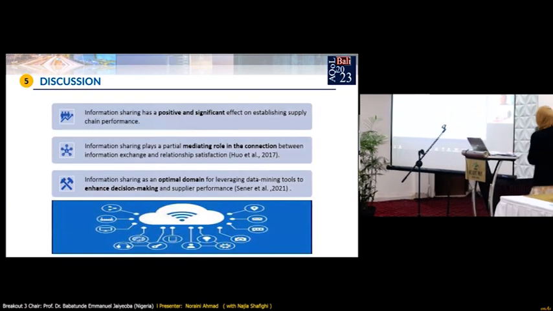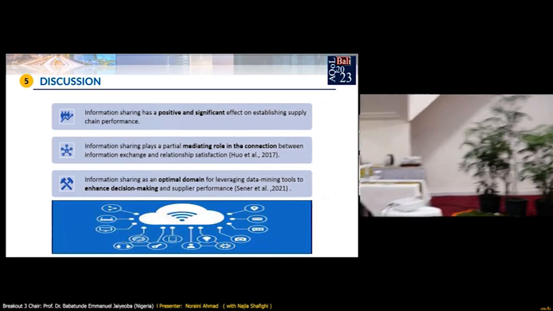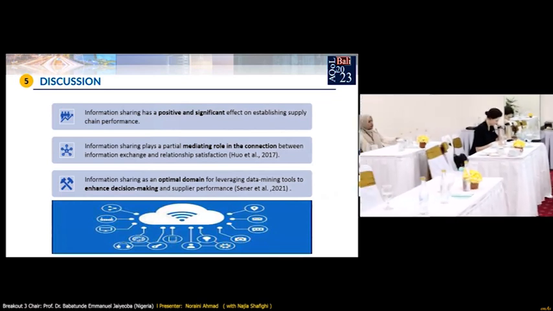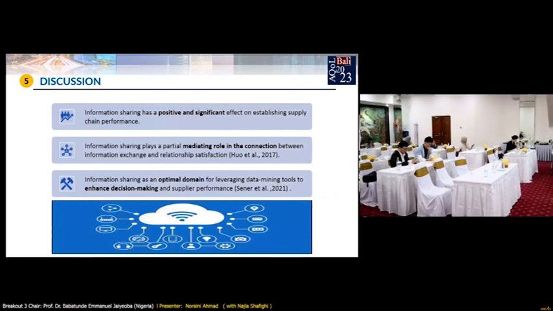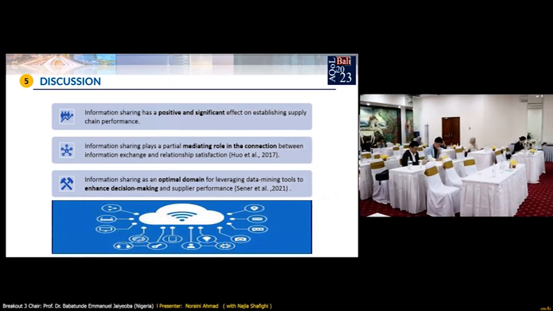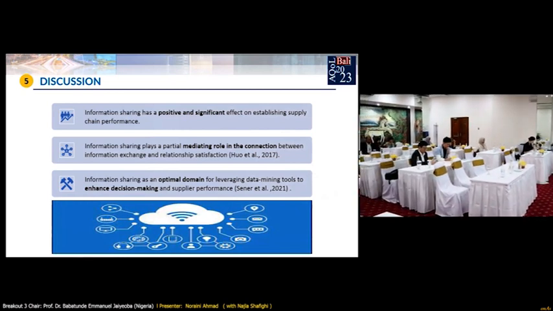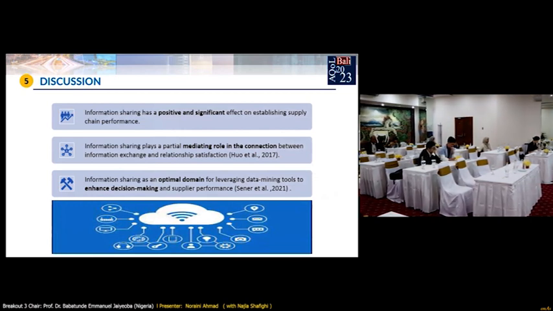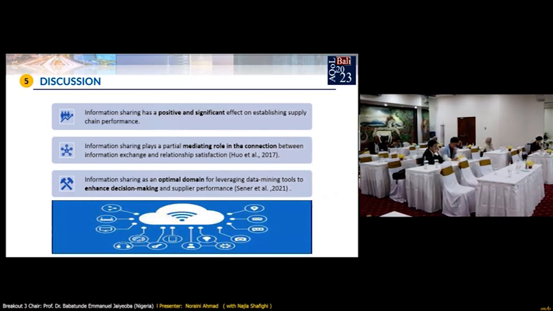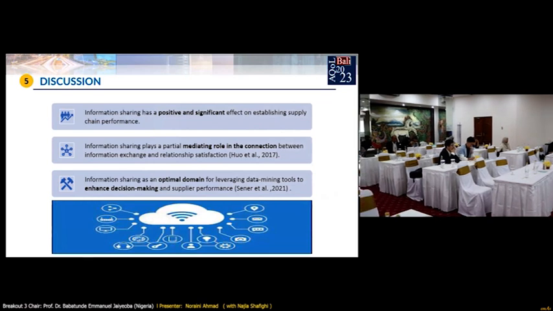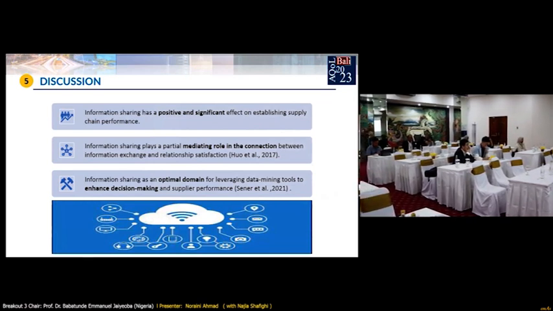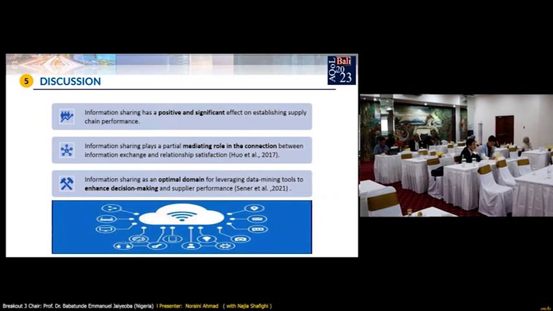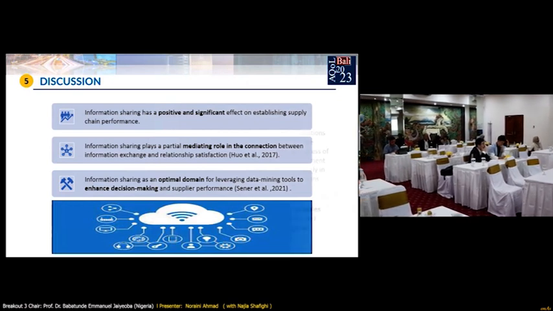For the discussion part, information sharing has a positive and significant effect on supply chain performance. Information sharing plays a partial mediation role in the connection between information exchange and relationship satisfaction by Water 2017, and information sharing is an optimal domain for leveraging data mining tools to enhance decision making and the supplier's performance.